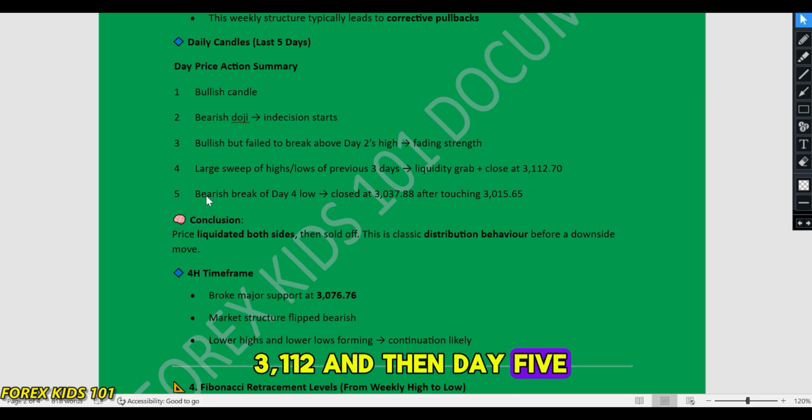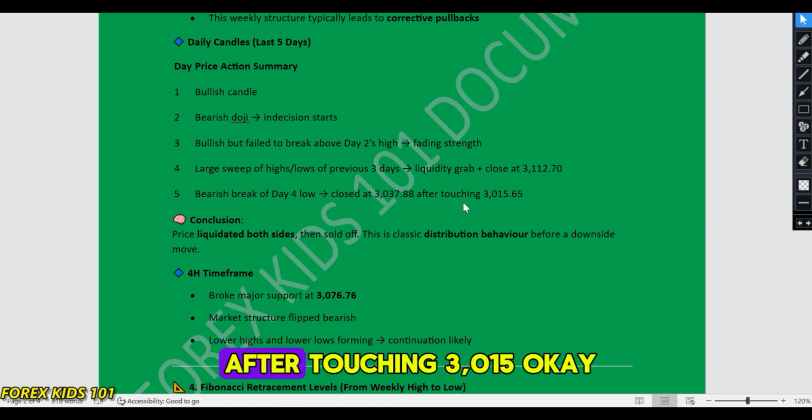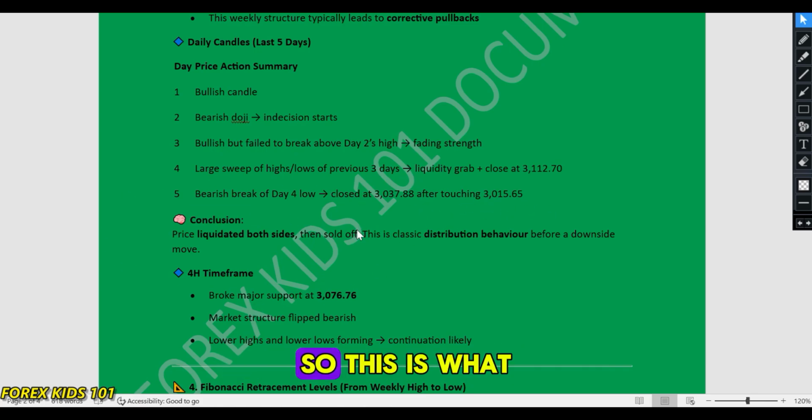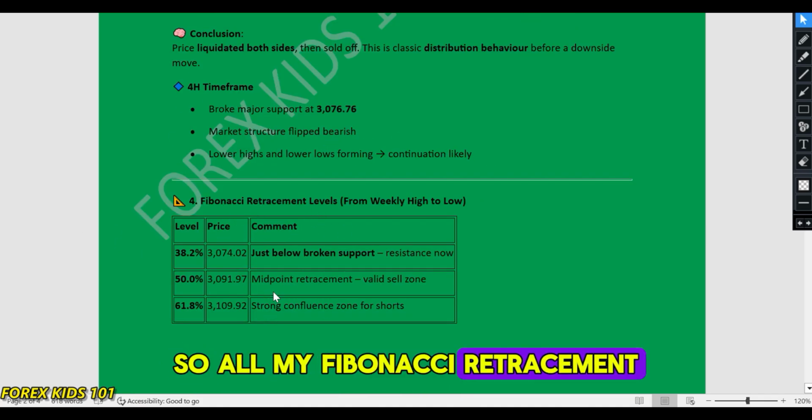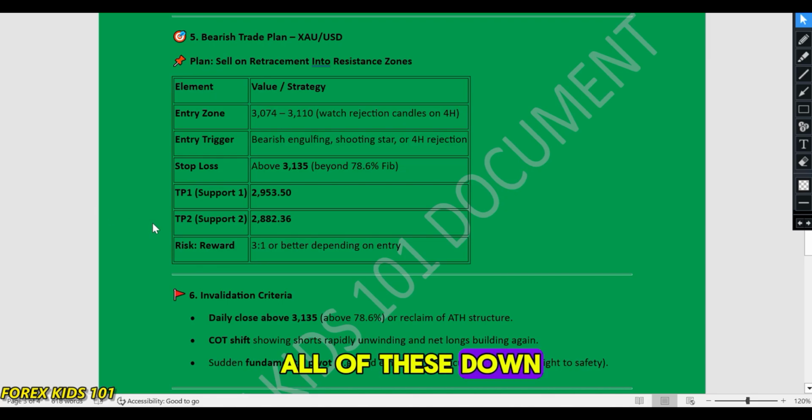And then day 5, we broke the day 4 low. Okay, we were bearish. Okay, breaking the day 4's low and closed at 3,037 after touching 3,015. Okay, so this is what we're gonna be looking at. So all my Fibonacci retracement, I'm gonna show you all of this down on my charts. So let's go ahead and jump in the charts, guys.